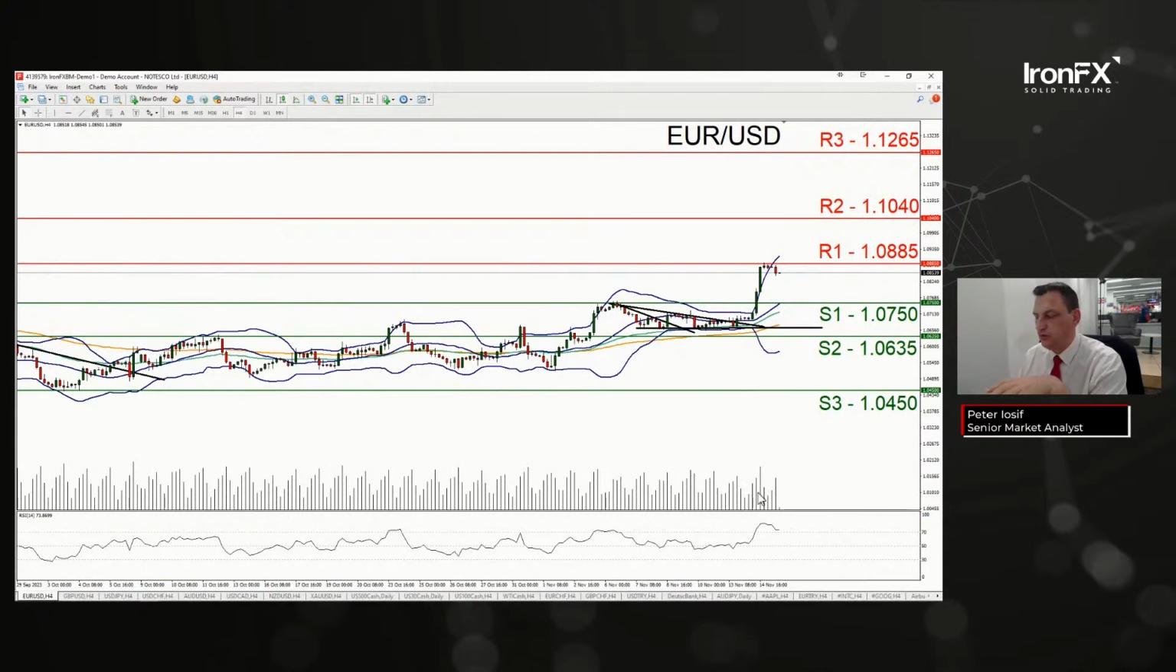I would be noting, though, that it may be also signaling that the pair is still at overbought levels, and a correction lower is still in the cards for the pair.